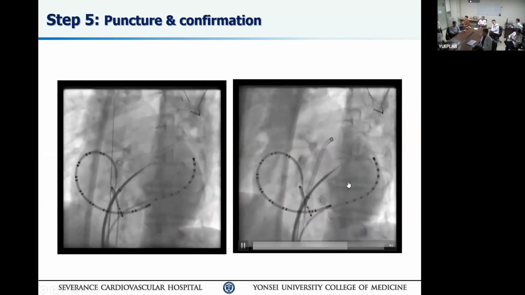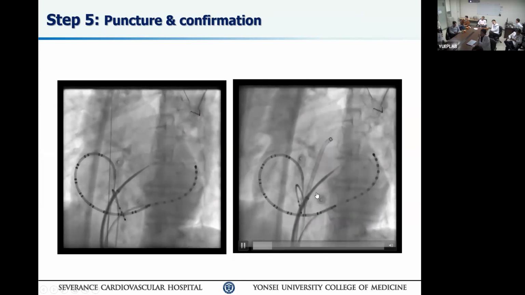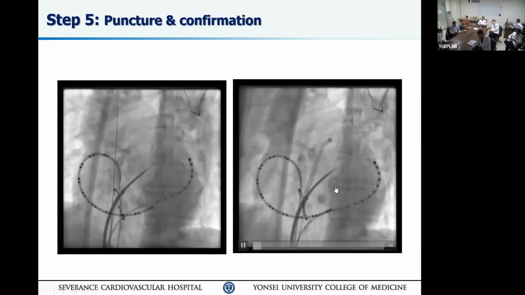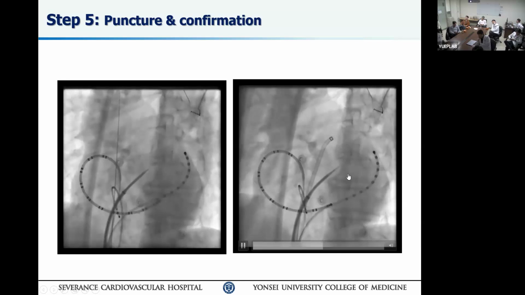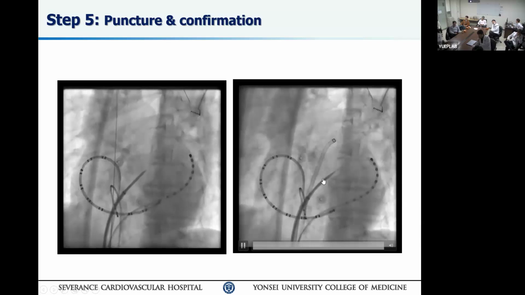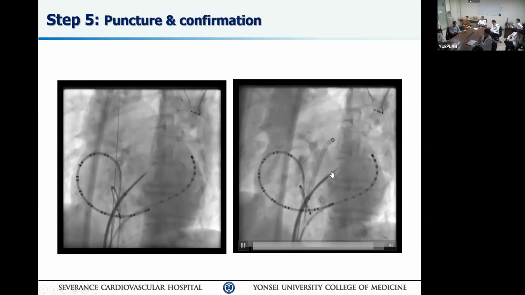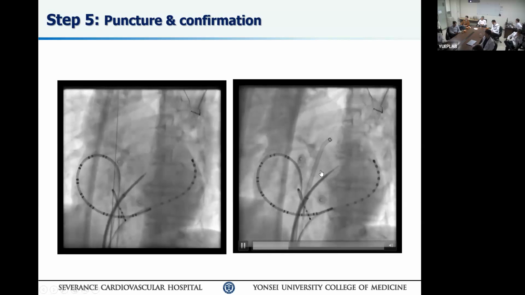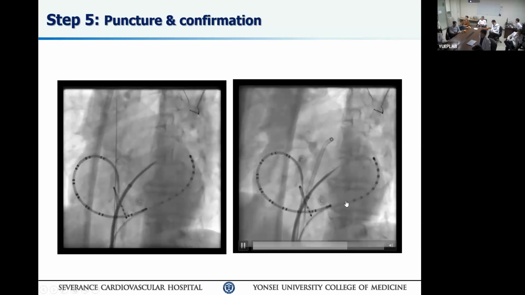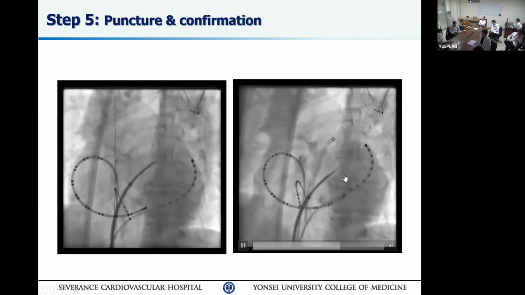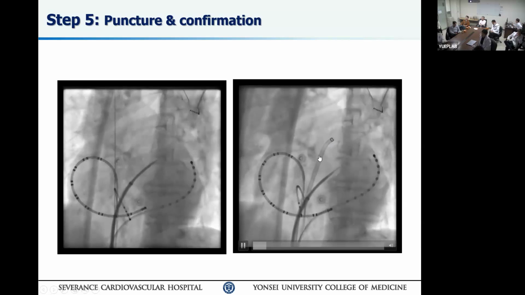After the transseptal puncture, this shows you that through the transseptal puncture, contrast is injected, and it soon dissipates away, which tells you that the catheter is in the LA. If it is not in the LA, there will be staining of the pericardium. But in this picture, you can see that the contrast dissipates away.